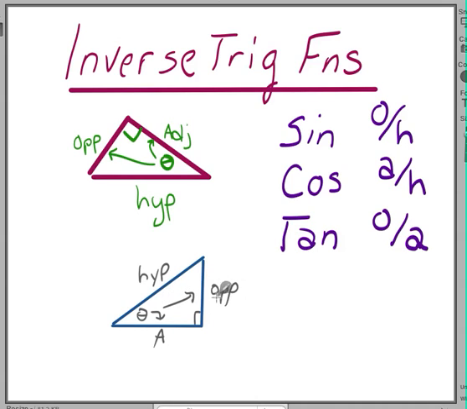So that's where the Oscar had a hunk of apples. Opposite over hypotenuse, adjacent over hypotenuse, and opposite over adjacent. And let's be a little more clear here that these are equal to these ratios. So the sine of theta is opposite over hypotenuse.